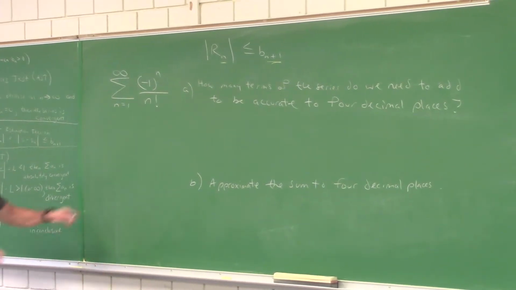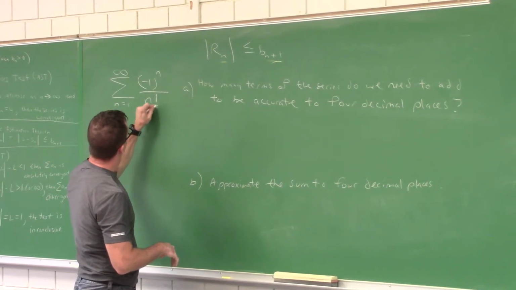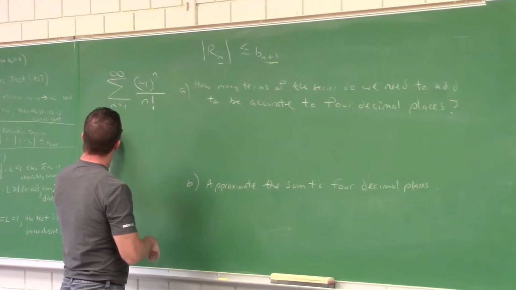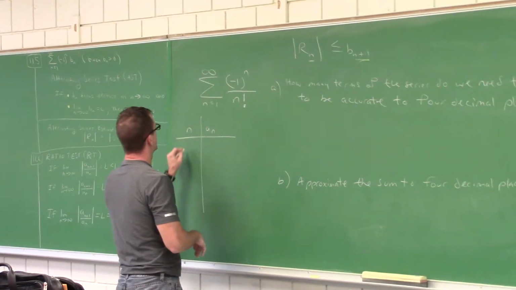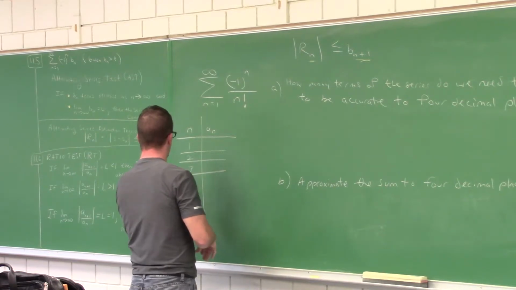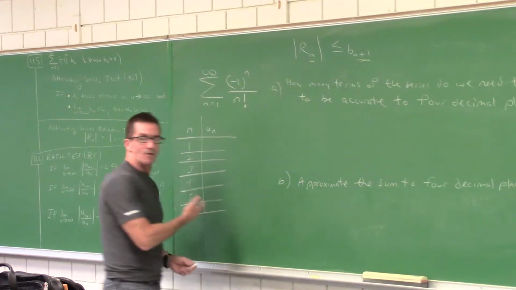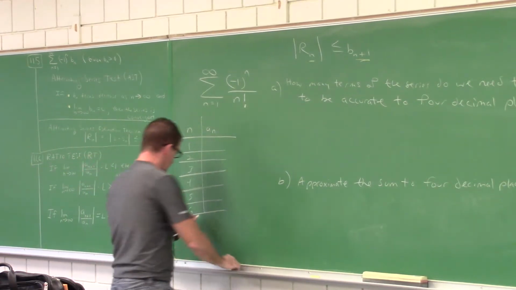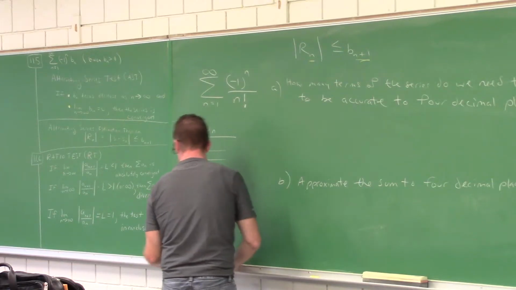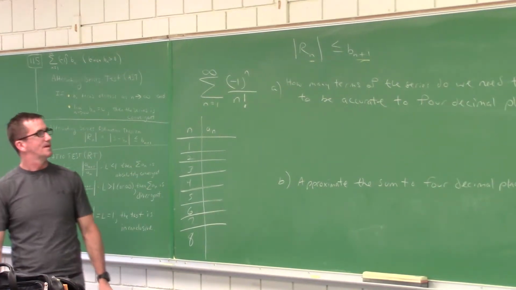-1 to the n, all over n factorial. Well, we'll make a little chart here. And an eighth of n, right? 1, 2, 3, 4, 5, 6. I don't know how far we're going to have to go, so I'm just going all the way out here. 7, 8. If we need more, I'll make another table.